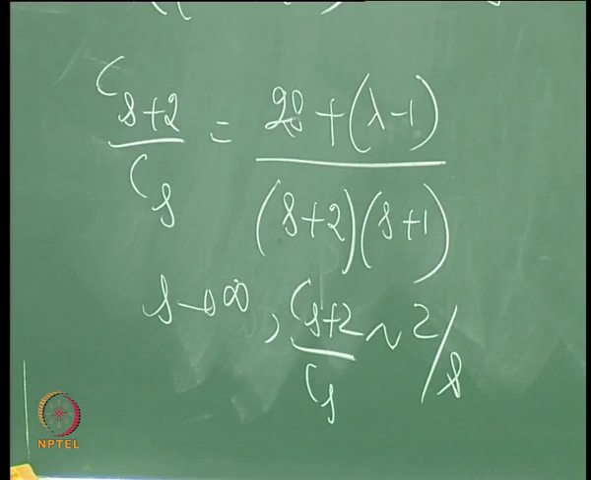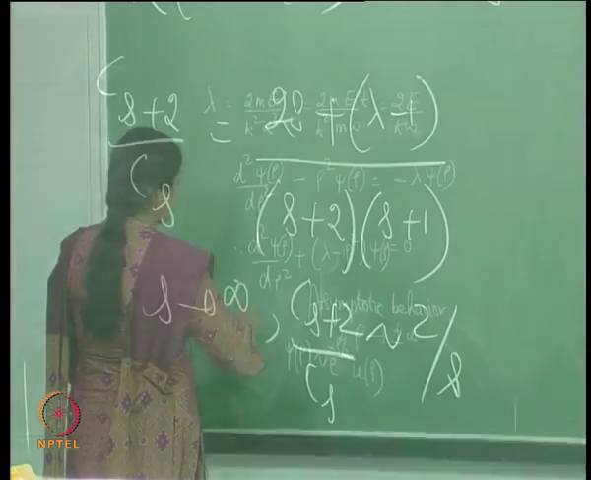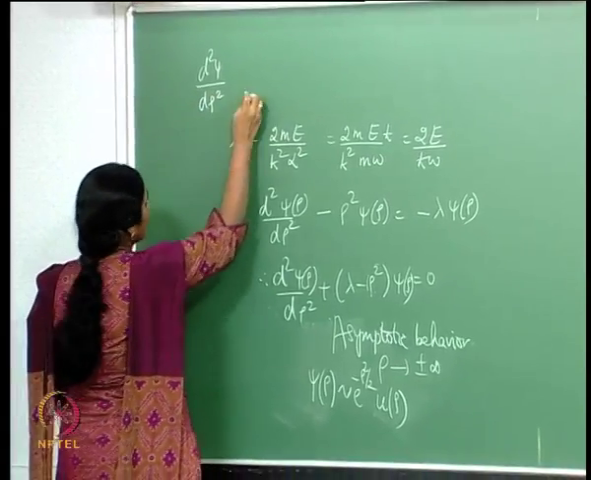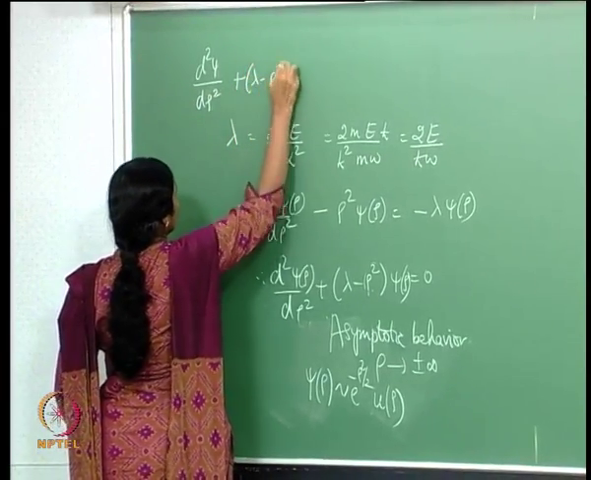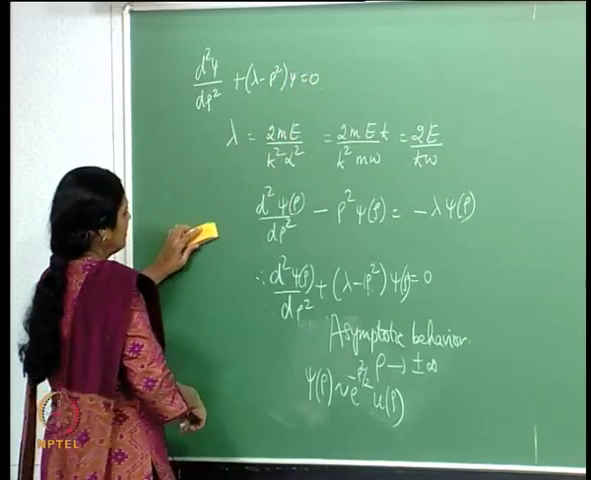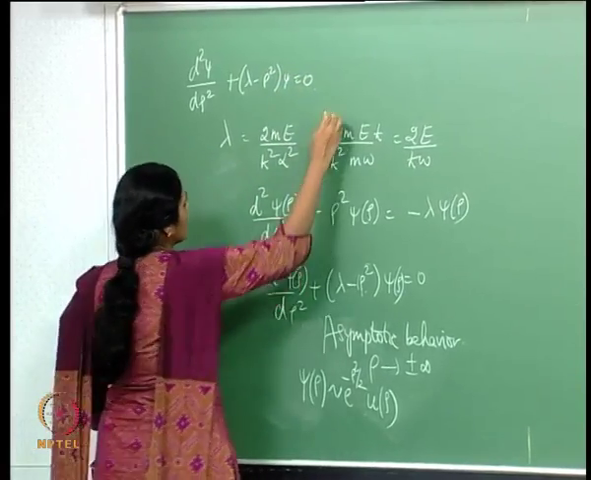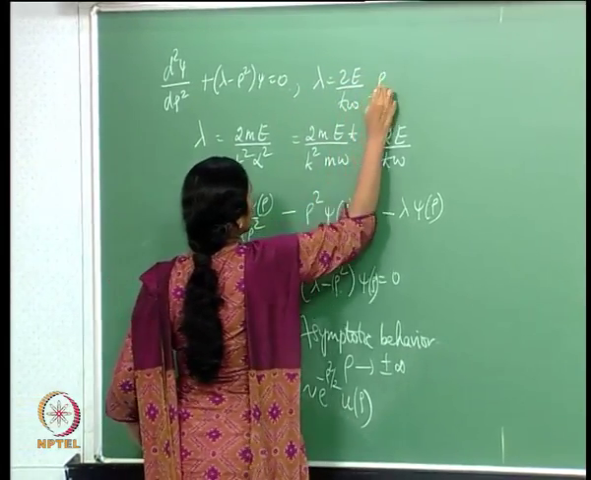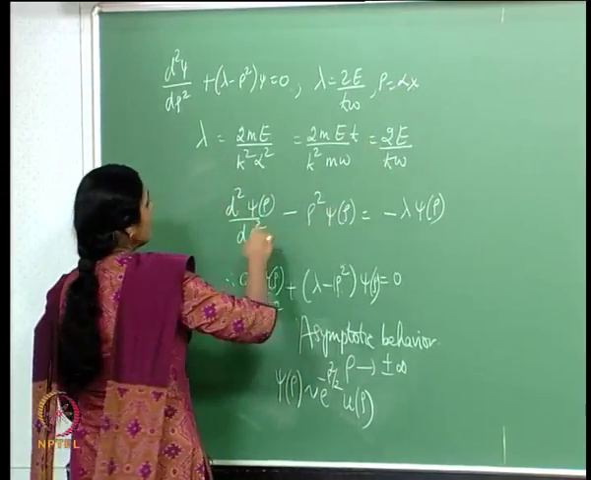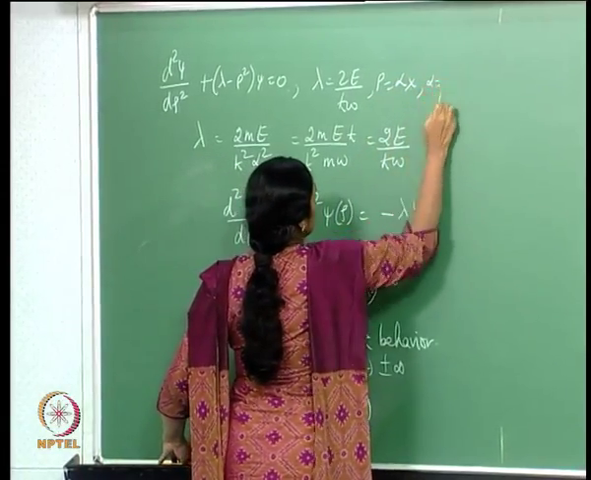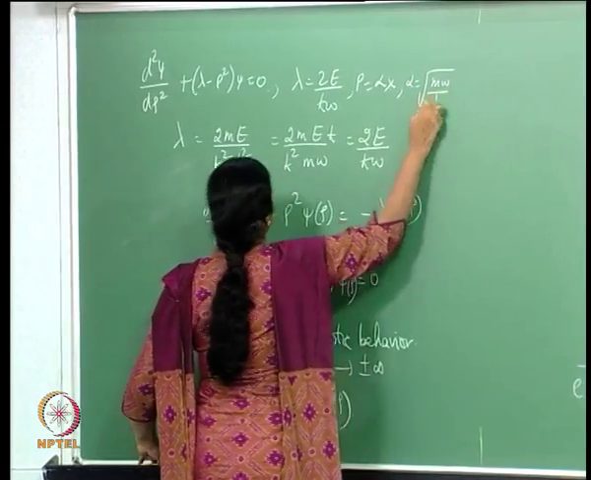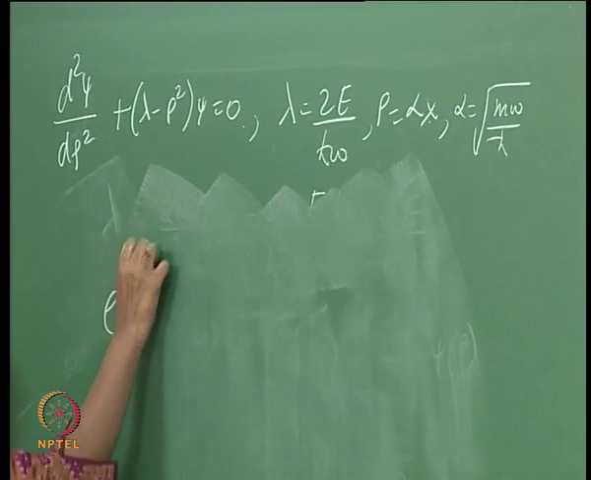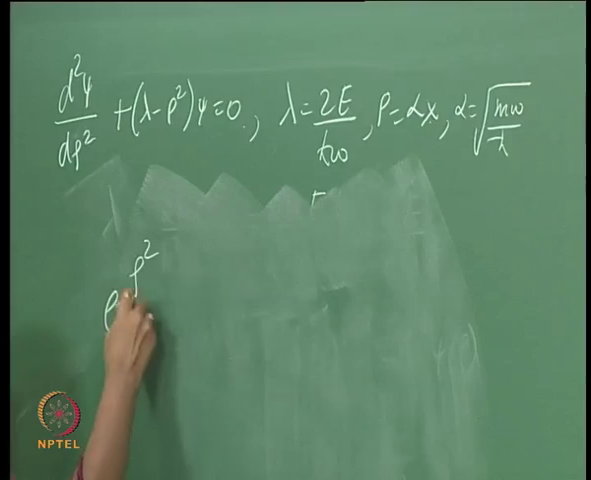maybe it is good to put down this equation somewhere: d2 psi by d rho squared plus lambda minus rho squared psi equals 0. And lambda was 2E by h cross omega, and rho was alpha x. Alpha itself was the root of m omega by h cross. So there we are.